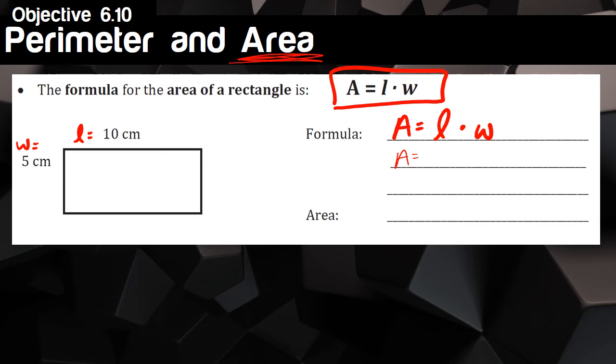So let's go ahead and fill in those values for length and width. Our area would be our length, 10, times our width, 5. When we simplify that, our area would be equal to 50. And then it's in centimeters, but since we multiplied centimeters times centimeters, we label this as centimeters squared, or to the power of 2. So we can read this as the area would be 50 centimeters squared.